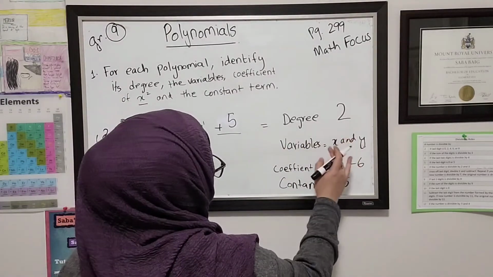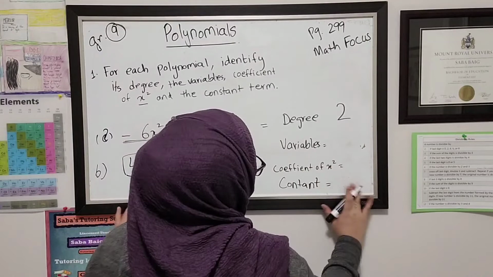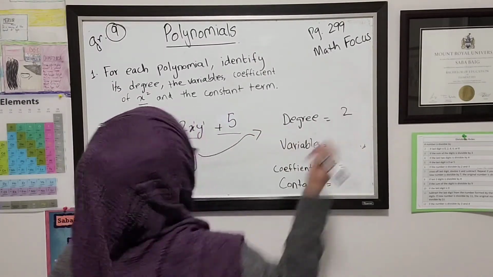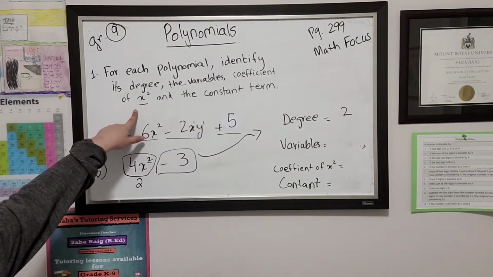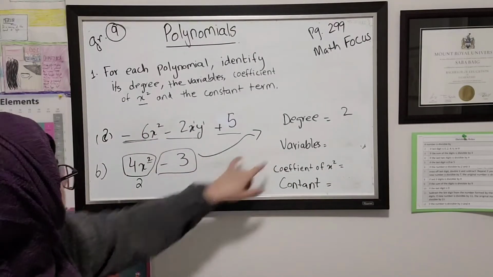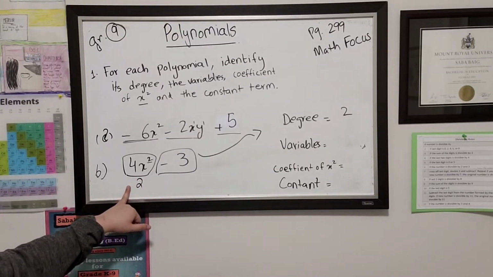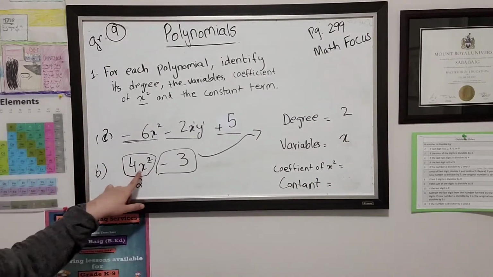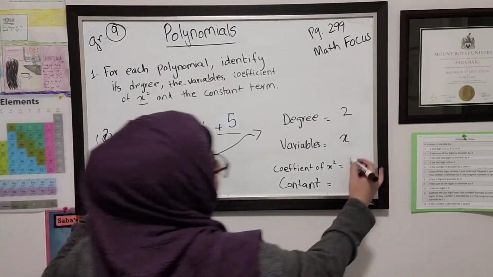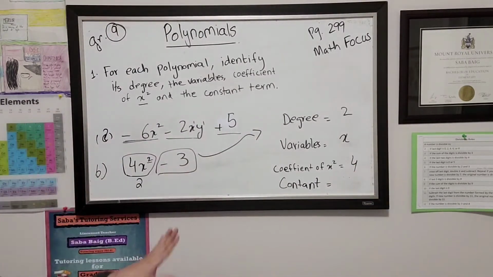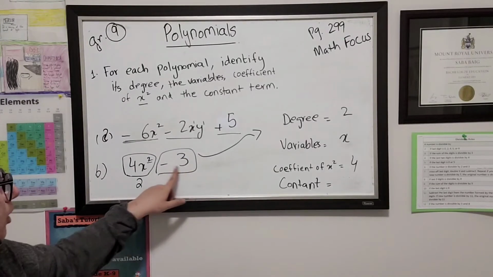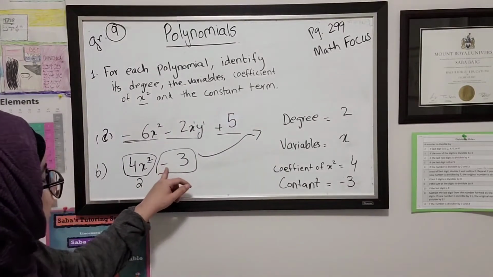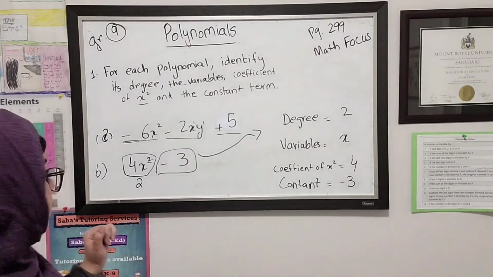Okay, I'm going to erase this for my next question. So the degree is 2. Now, what are the variables? The variable in this polynomial is just x. The coefficient of x squared is 4. And the constant over here is not only 3, it is negative 3. So don't forget, the negative 3 is the constant in this question.